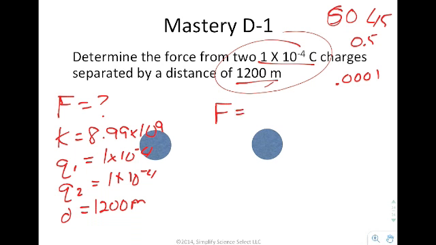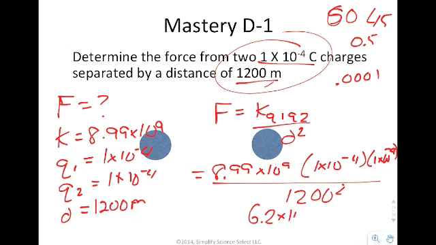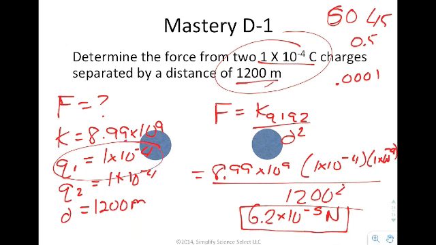So we can say F equals K Q1 Q2 over d squared, or 8.99 times 10 to the ninth times 1 times 10 to the minus 4th times 1 times 10 to the minus 4th, divided by 1200, and then we can't forget to square it because it's a squared term on the bottom. Whenever you take those and divide it out, you end up getting something like 6.2 times 10 to the minus 5th newtons. Now you may be saying to yourself, well, that's a really small number, and you're right, it is, but that's because it's a really small charge separated by a really big distance. It's almost 3/4 of a mile.